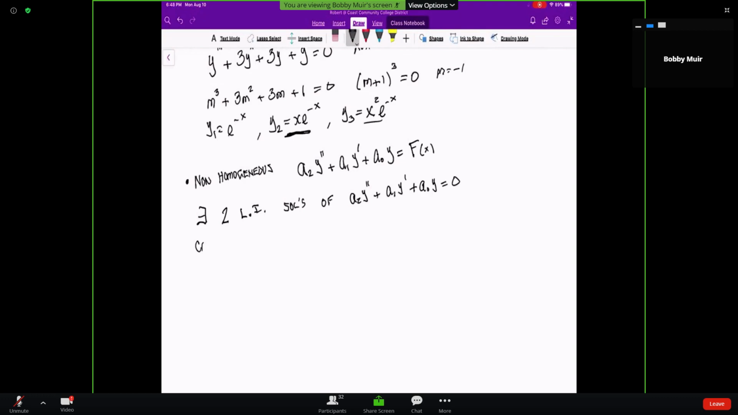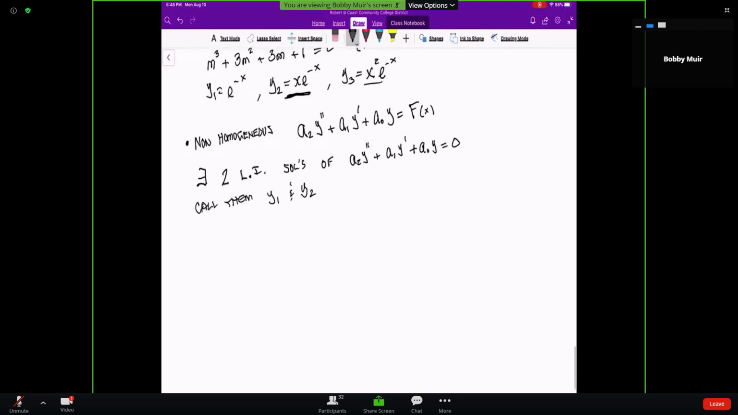Okay, let's call them y1 and y2. Hopefully by now you're realizing that finding these things, a sixth grader could do this, as long as they've had algebra 2 and you tell them what the double prime means. They don't even need to understand that. Okay, so here's what we're going to do.